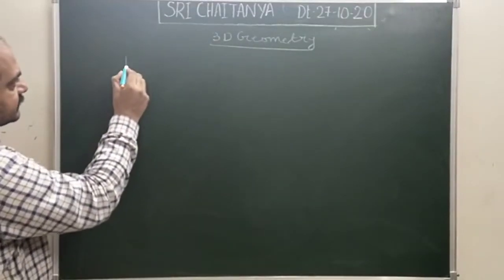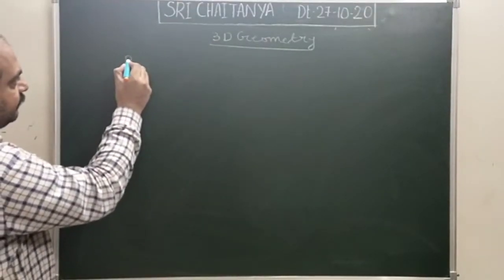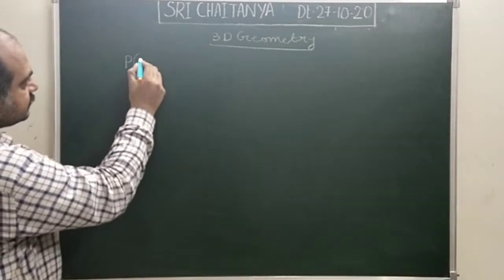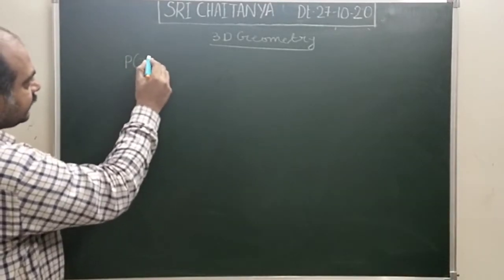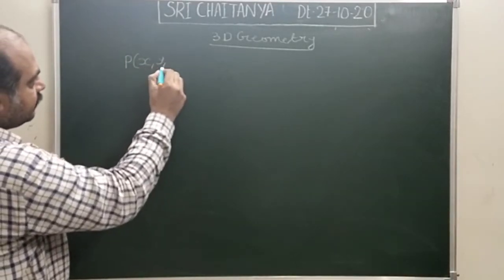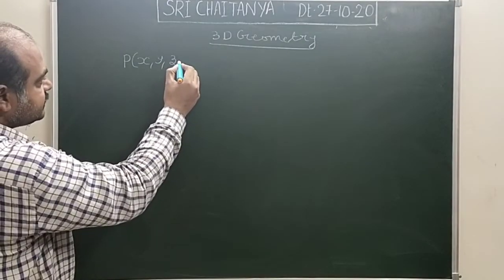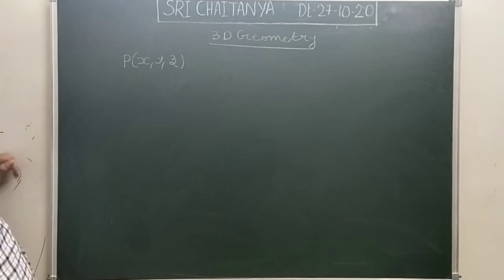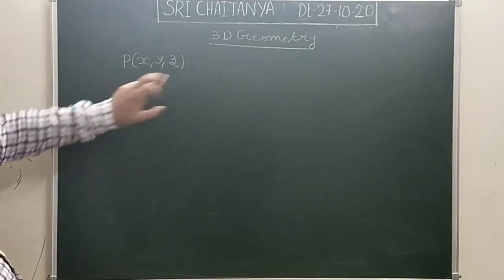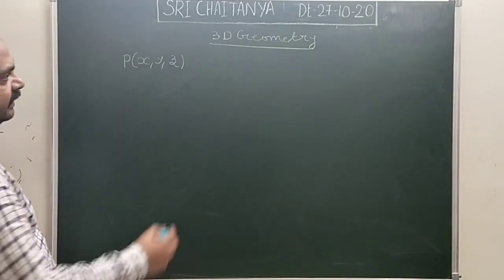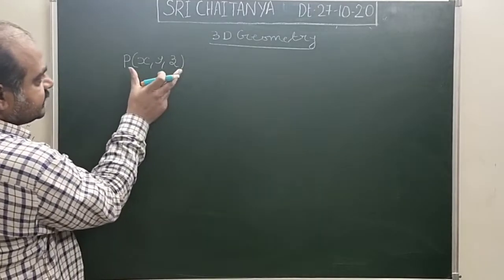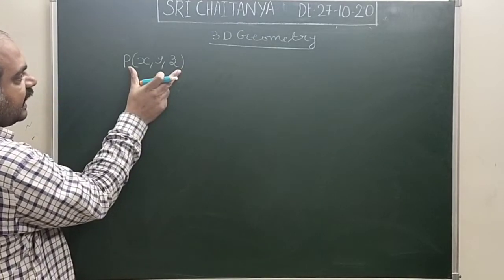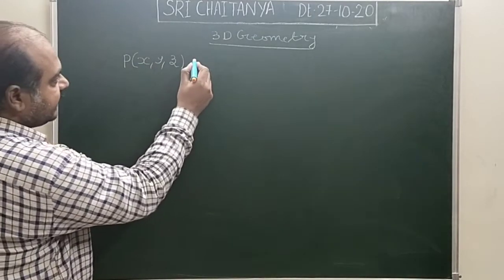Point representation. Look at point P, it is (x, y, z). There will be three dimensions, x, y, z. In 3D geometry, there will be three dimensions. Point representation in Cartesian form is (x, y, z).